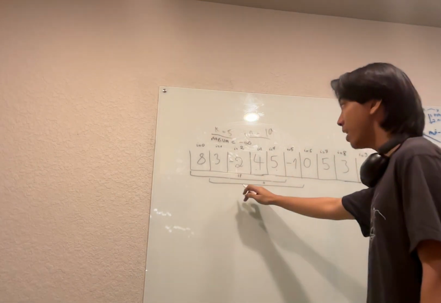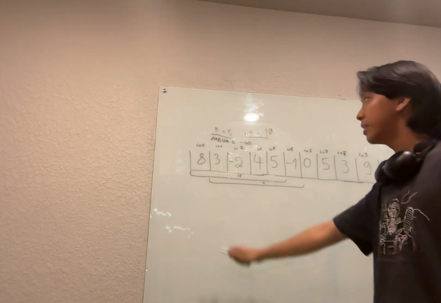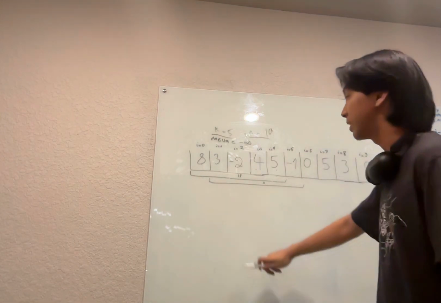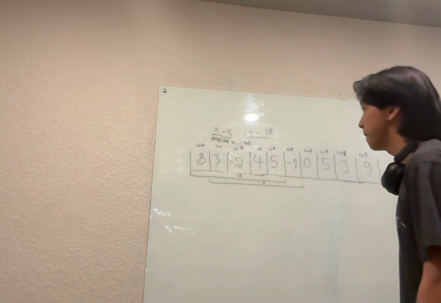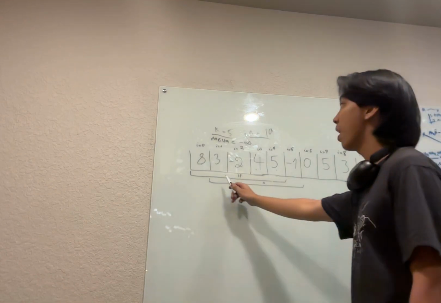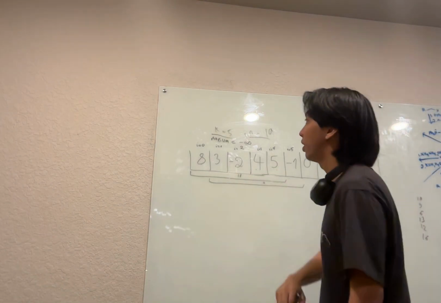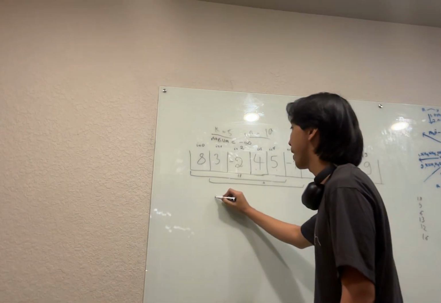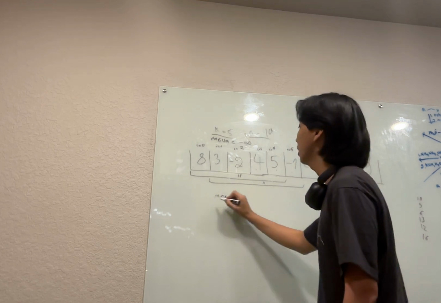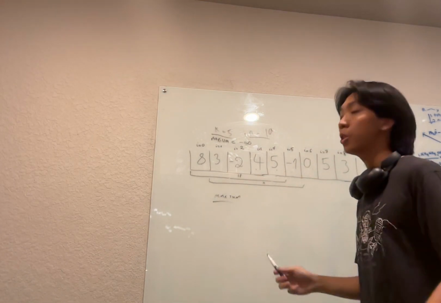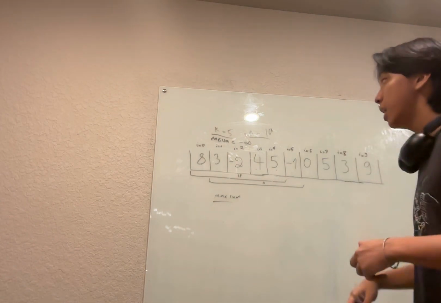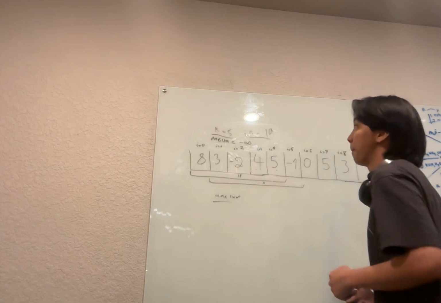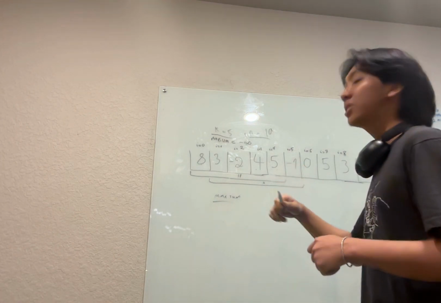So the naive approach is, at each start index, I calculate the window sum of the next k elements after it. And every time I get a result, I keep track of it by comparing it to the max sum. If it's smaller than the max sum, I don't consider it. If it's larger than the current max sum, then that one is going to be the new max sum.